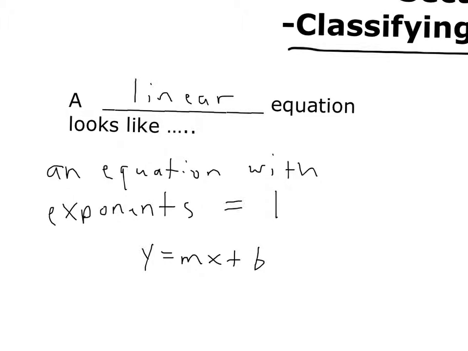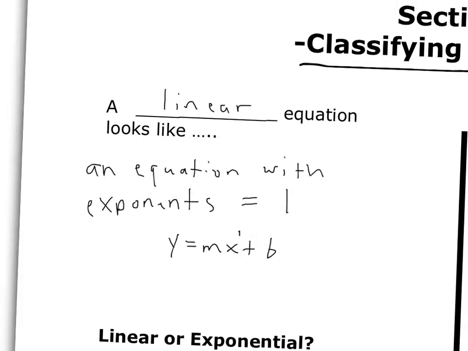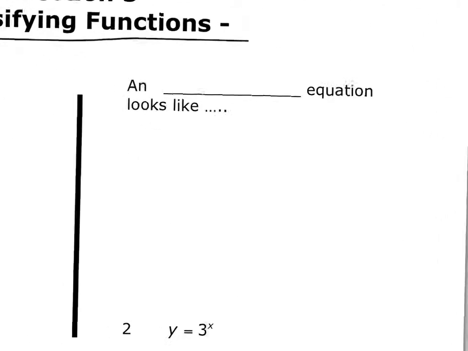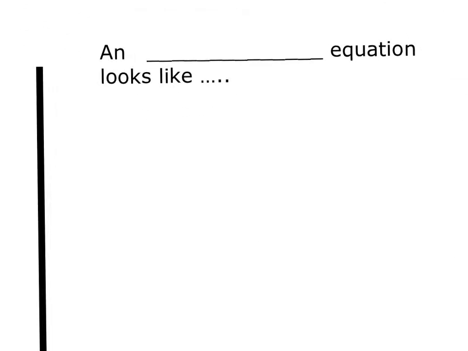Okay? In that equation, you don't have an exponent larger than 1. For example, your x variable, it would have an exponent of 1. So you need to know that it is a power of 1 to be a linear equation. A second type that you're going to see is an exponential equation. Okay, so put that in your blank.